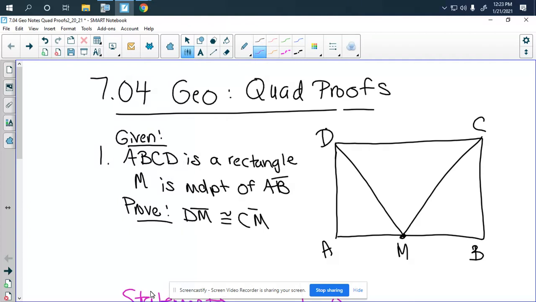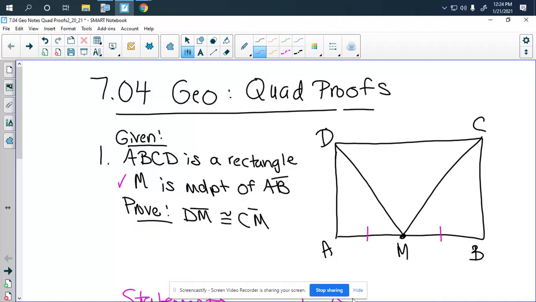All right, so first of all, we're given, I'm going to start with the second given here, that M is a midpoint of segment AB. So I can mark that off right away. The first given, there's actually a lot I can conclude from that, and I'm going to make my plan to decide what I actually want to conclude. So ABCD is a rectangle, which is this whole thing.